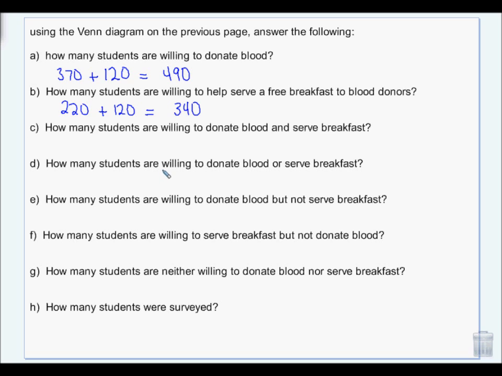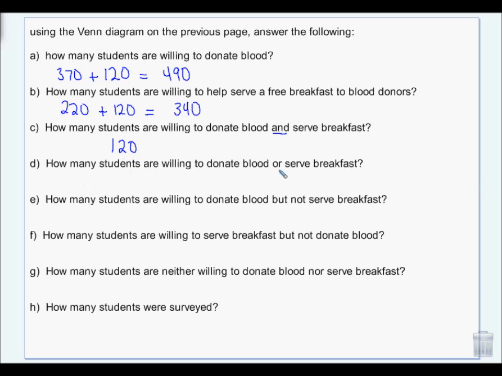How many students are willing to donate blood or serve breakfast? How many students are willing to donate blood and serve breakfast? "And" is the intersection, so that's 120, because those are the people that are overlapping, right?